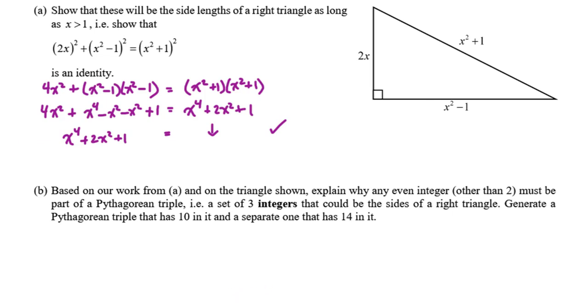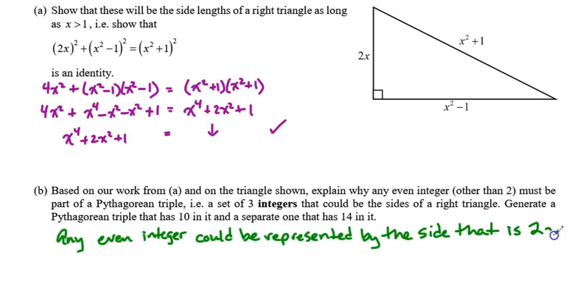Okay, so I hope you took time to consider this and you realized that I don't know too much about x squared plus 1 or x squared minus 1, but certainly 2x has to be an even integer, right? Because if x is an integer, 2x would be an even integer, right? And of course, we're not talking about negative numbers as they relate to triples or sides of triangles. So it says, explain that, and we can write it out in words. Any even integer could be represented by the side that is 2x.